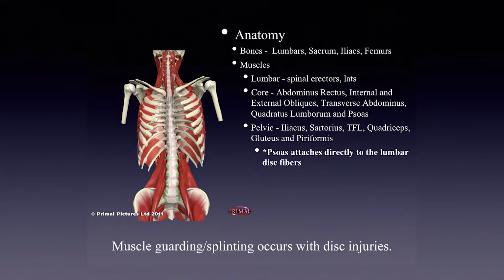In the pelvis, we have the iliacus muscles, the sartorius, tensor fasciae latae, quadriceps, glutes, and piriformis. And all of these, again, I want to go through some of this to let you know that we have muscle guarding and splinting that's going to happen. Disc injury is typically going to have some type of trauma, and so the muscles are also going to guard. The more guarding these muscles are doing, the more compression we're having into the disc. So the more we can relieve this tension, the more we can relieve disc compression.